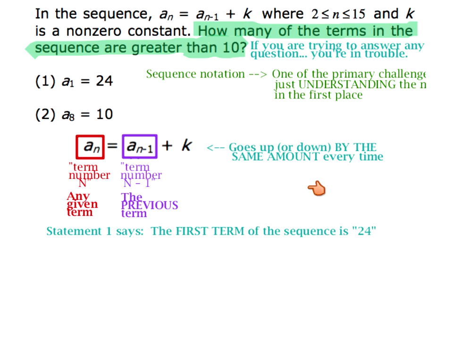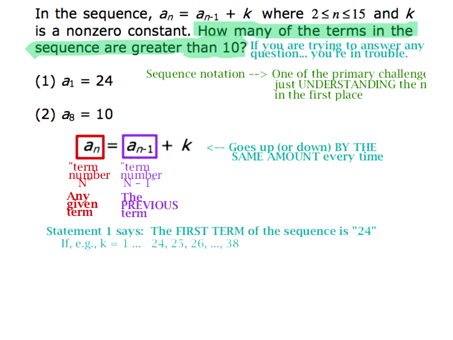So the first term of the sequence is 24. Let's just test cases. If, for instance, k is 1, then your sequence is 24, 25, 26, and so on, all the way up to 38.